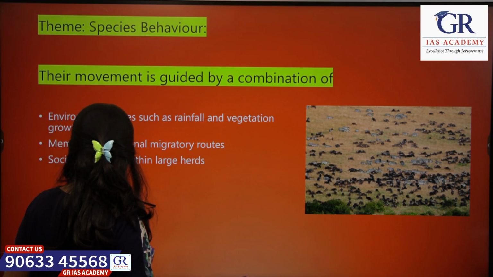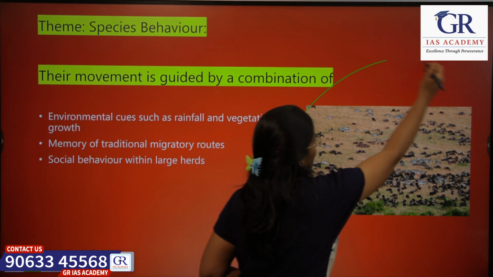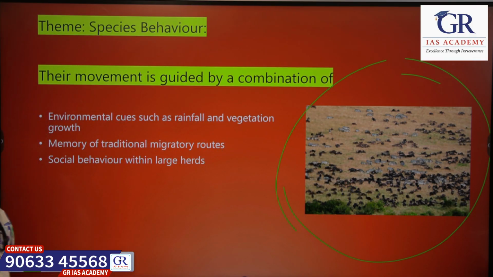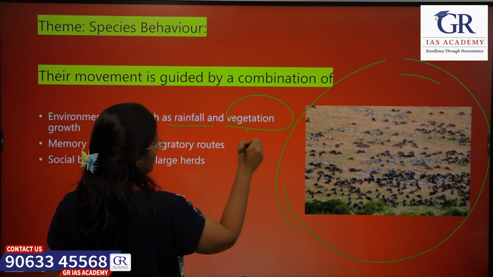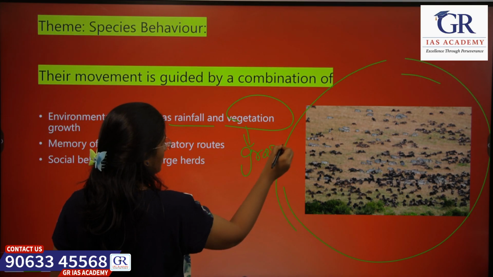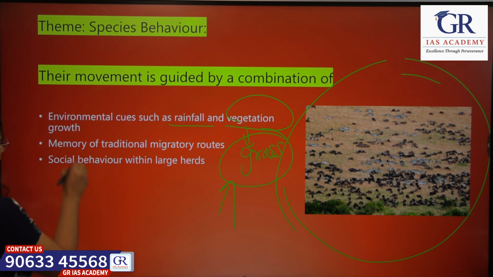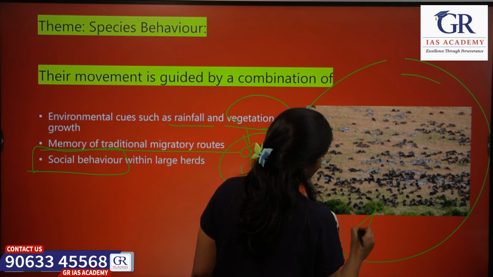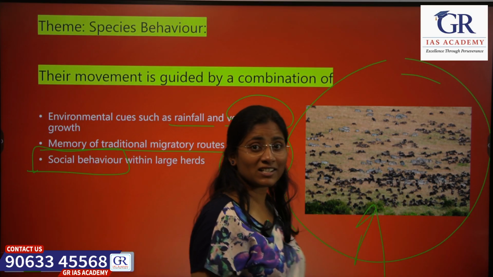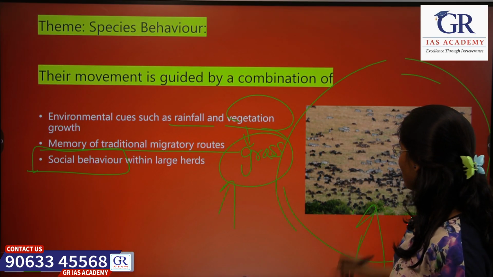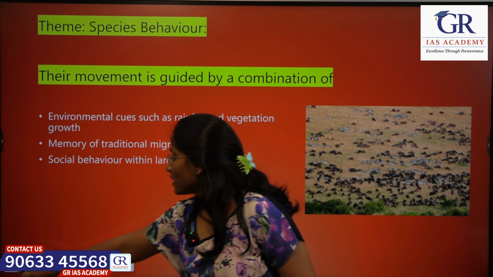So this is our great migration. We can see how many animals are participating in the great migration. They use rainfall and vegetation, the growth of grass, as a cue for their navigation, and they can remember the route of the travel, and this helps the social behavior of the herds, in which so many millions of animals travel from the Serengeti plains to the Masai Mara region.